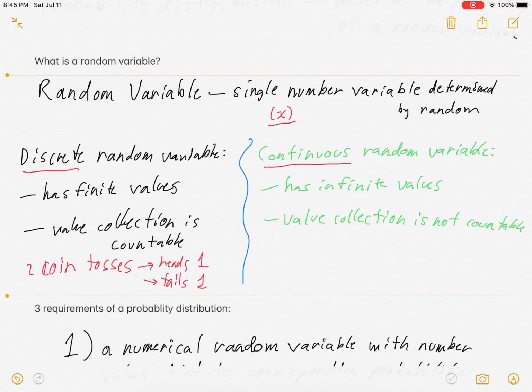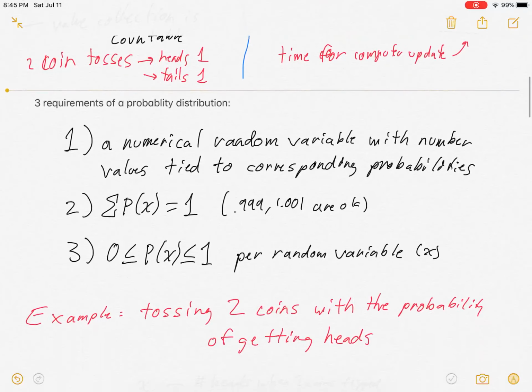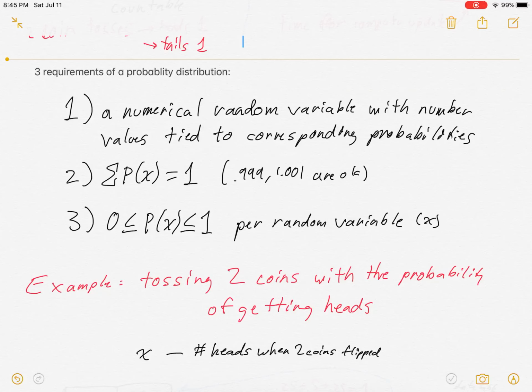A continuous random variable has an infinite amount of values and a value collection that is not countable. So this would be like the time for a Windows update or a Mac update. You know, those computer updates take forever. Not countable.